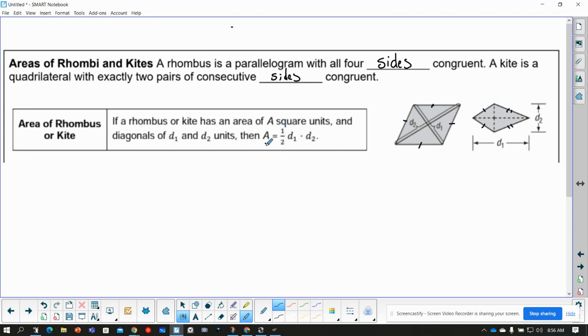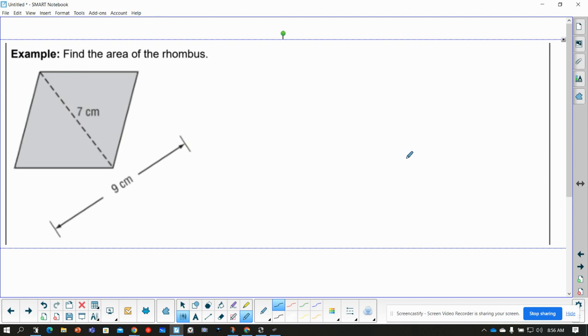Now, there's a great interesting reason why that works out that way, and it has to do with finding the area of triangles. But that's not important for what we're doing. What we're doing is we just need to find the area if you're given the diagonals. And here's a nice little formula for that. 1/2 diagonal 1 times diagonal 2. Got one example before you try some on your own.